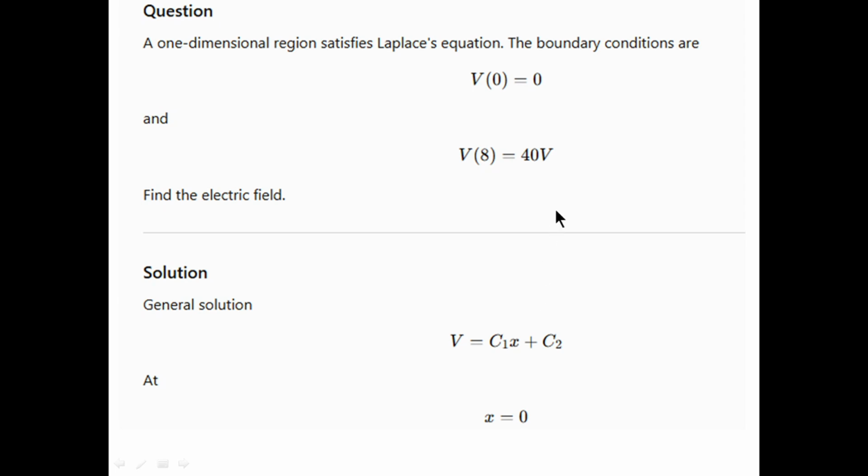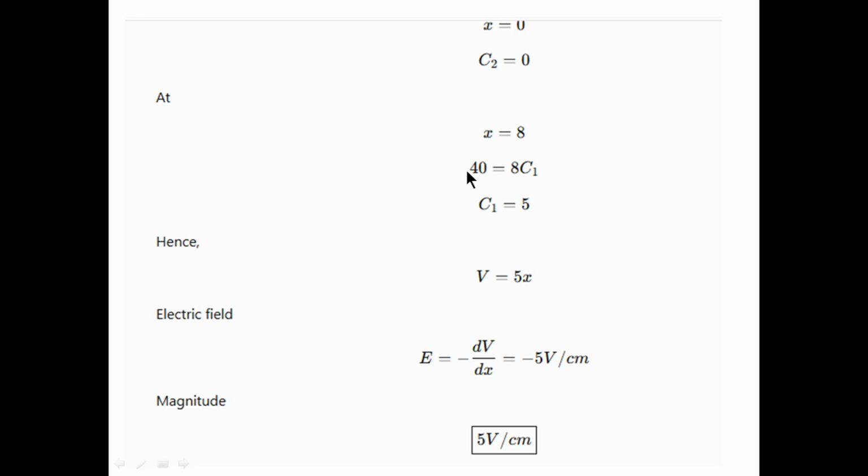A one-dimensional region satisfies the Laplace equation. The boundary conditions are V at x = 0 equal to 0 and V at x = 8 equal to 40 volt. Now we have to calculate the electric field. The same procedure is followed: the general solution for the Laplace equation is V = C1x + C2. For x = 0 we have potential 0, and for x = 8 we have potential 40 volt. Using this simple calculation, we get the potential equal to 5x, and when we take the derivative of this potential with respect to x, we get the electric field.